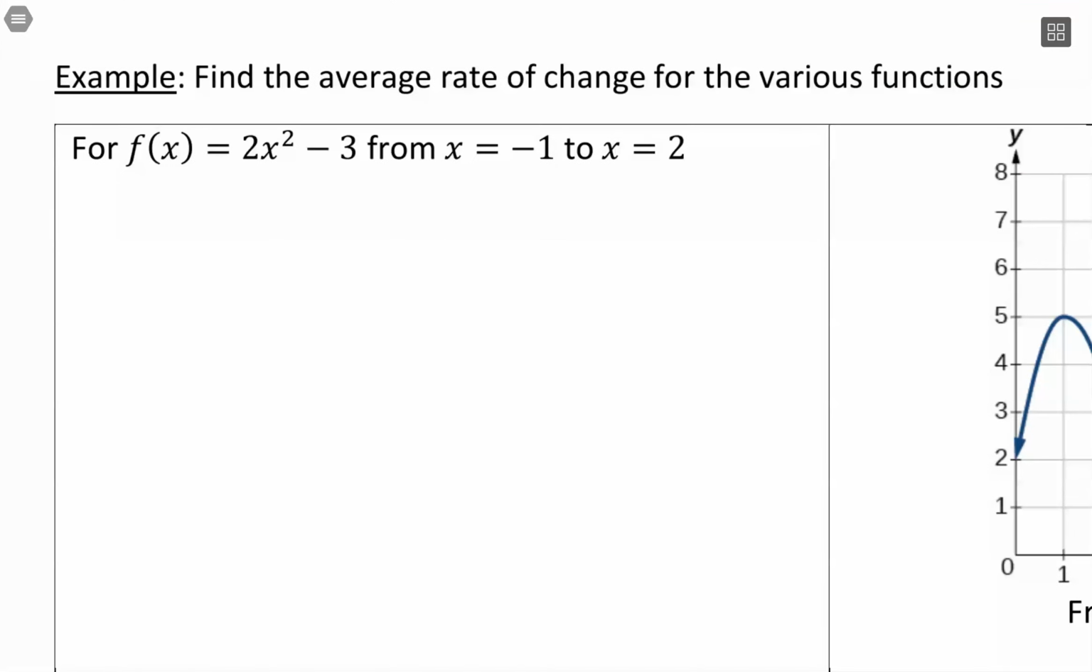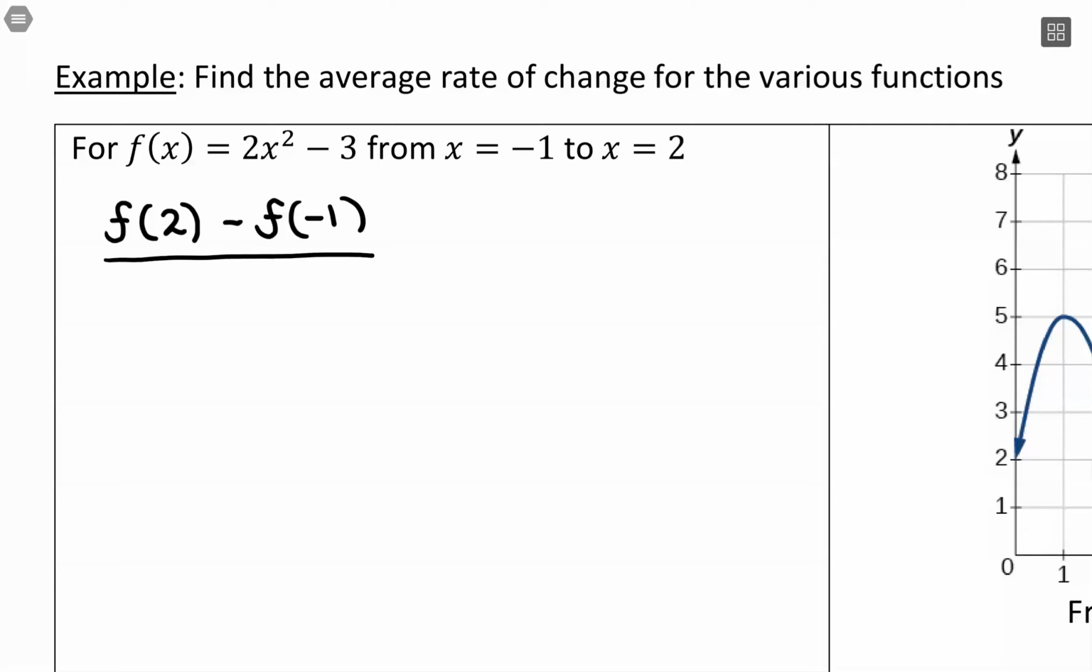Alright, so we have our function, this 2x squared minus 3, from x equals negative 1 to x equals 2. So what we want to do is take the difference in outputs over difference in inputs. So what I'm going to do is take the output from x equals 2 minus the output from x equals negative 1, all over the difference in those x values, 2 minus negative 1. And if your x values are negative, those parentheses are very important because what we're going to end up with is addition in that denominator.